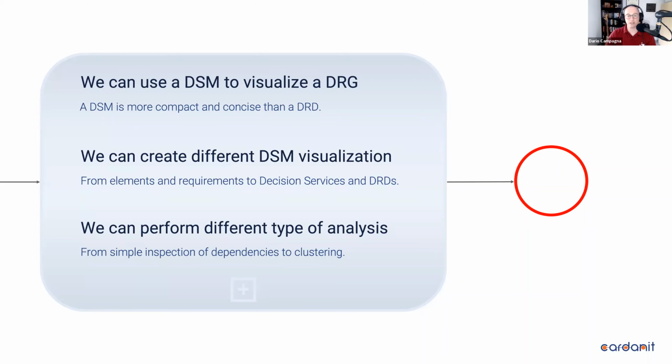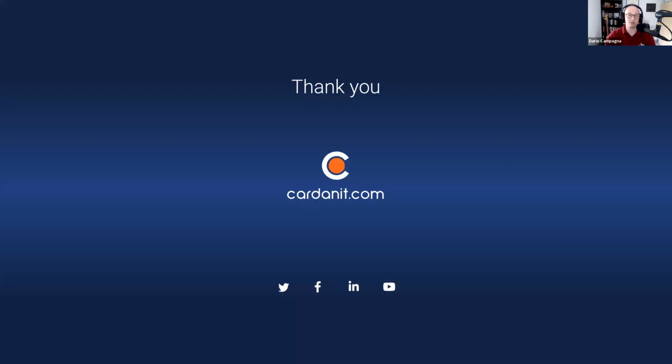We showed that we can create different DSMs starting from the same information contained in the DRG. And currently we are working on different types of analysis that can be applied to DSM. One of them is the so-called clustering analysis. And what we are studying is how to use clustering on a DSM created from a DRG to generate automatically different possible DRD configurations that can again give other insights to the people that are working on the model. That was my final slide, so thank you for your attention.